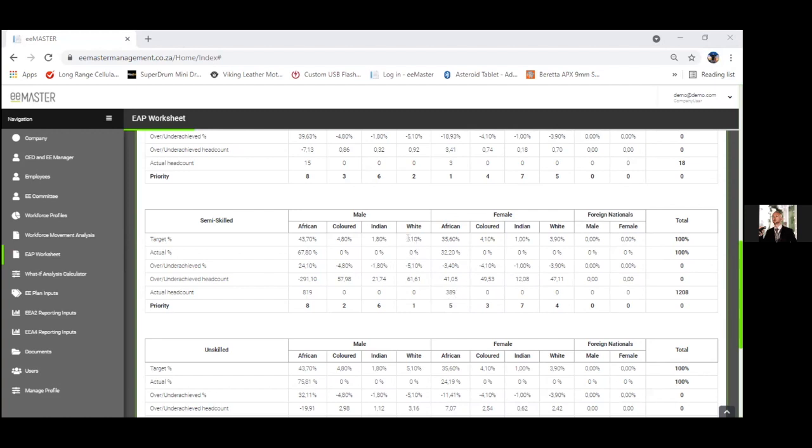When it comes to white males, you see the target here is 5.1%. Their actual representation is 0, which means they are underachieved by 5.1%, which is why they are the highest priority here. So how is this calculated? Well, you work out naught, you divide naught by 1,208 employees, and then you obviously get 0%.